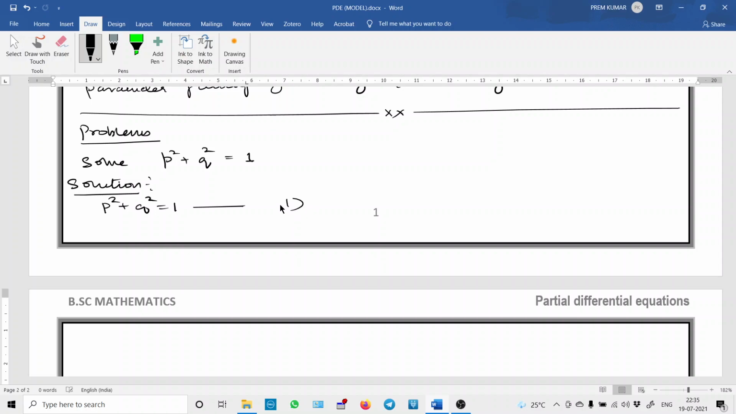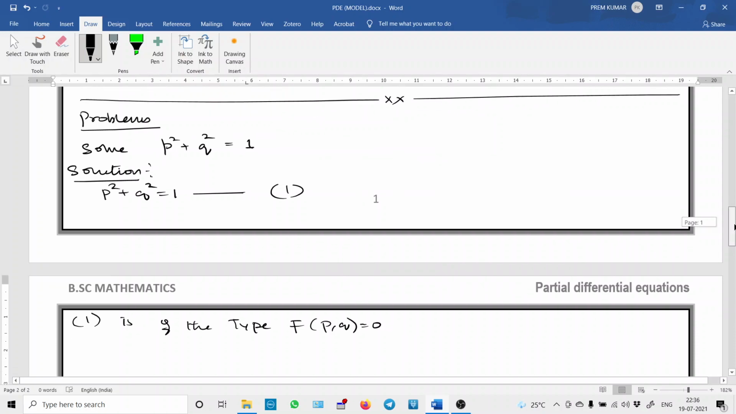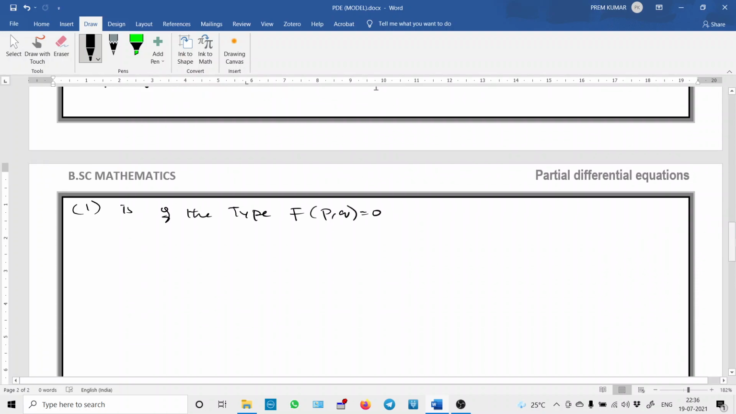Say the first equation, equation 1, is of the type some function of p comma q equals 0. This is a type 1 PDE. We can see that it involves only p and q. So therefore, what is the complete solution? Already we discussed.